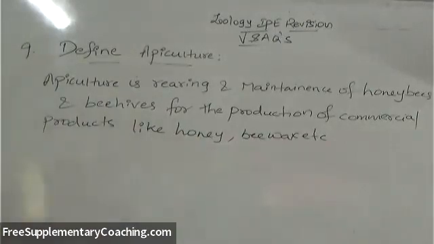So commercial means what? By selling such products, we can make profits, we can earn money. That is the reason why they are called commercial products. So apiculture is the rearing and maintenance of honeybees and beehives for the production of commercial products like honey and bee wax. So this is called apiculture. For this definition, you will get 2 marks if you write like this correctly.